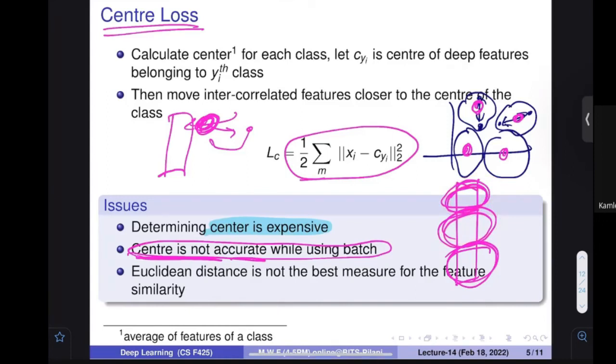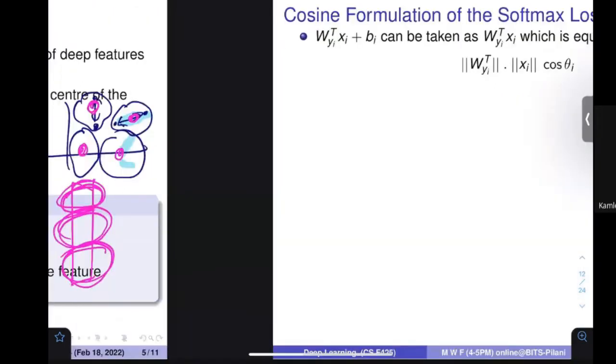Again a big problem. The third problem is more severe. Most of the time, when I'm going to find the distance using this formula, it is going to be the Euclidean distance. Euclidean distance is not a good idea, because sometimes even for the classification we use, for example, cosine similarity and other similarity measures. But here I'm only going to put the Euclidean distance, and that may not be the right choice for other cases. So these are the issues: this particular loss function is not good.